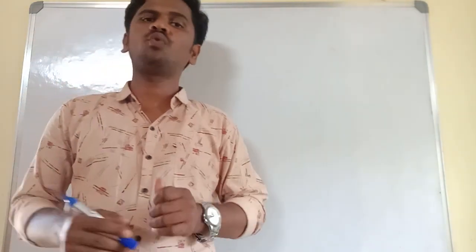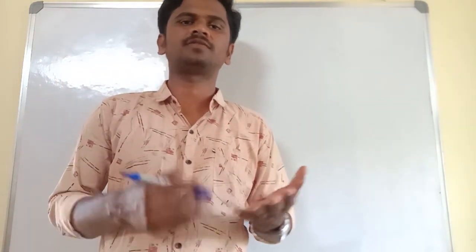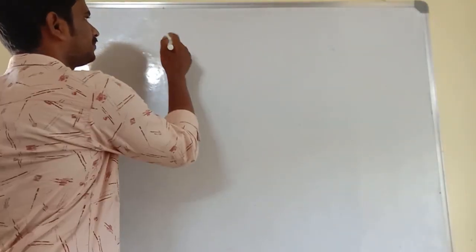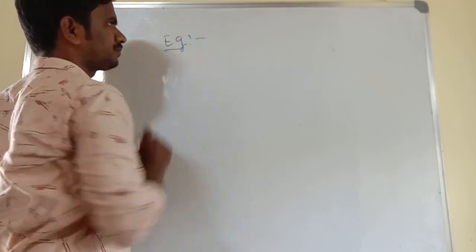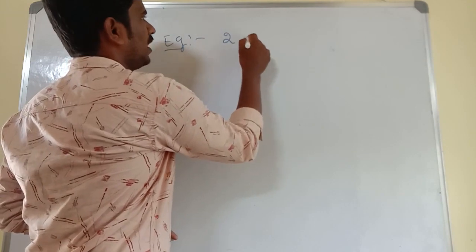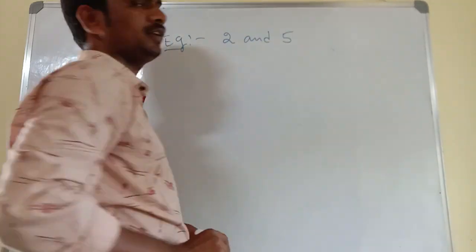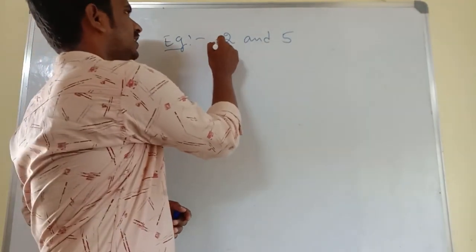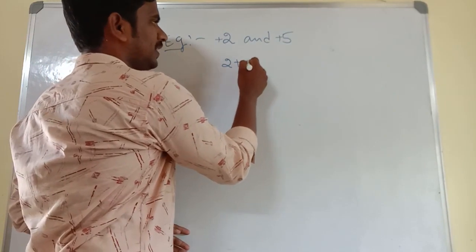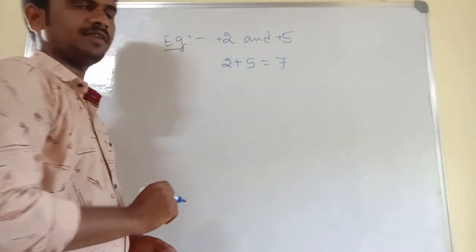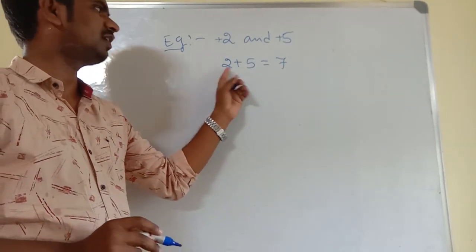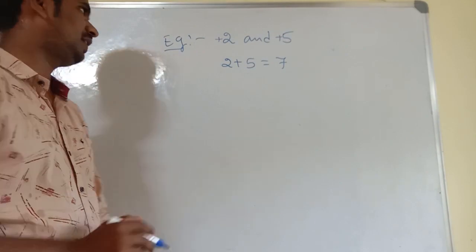Then how can we add integers? Suppose we take the sum of two integers. Consider examples. I will consider two positive integers, suppose 2 and 5. Then what about their sum? Sum means we have to add them. 2 plus 5 equals 7. Here 2 is a positive integer, 5 is also a positive integer, and their sum is also a positive integer.